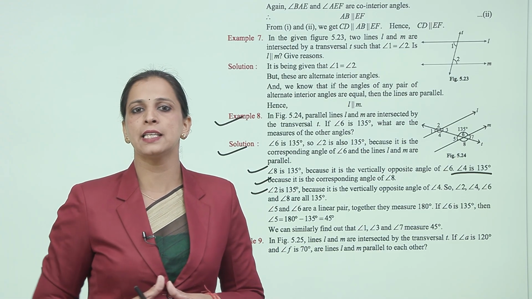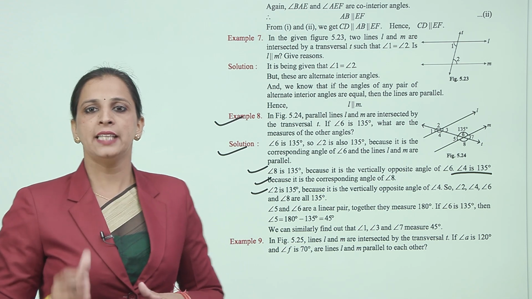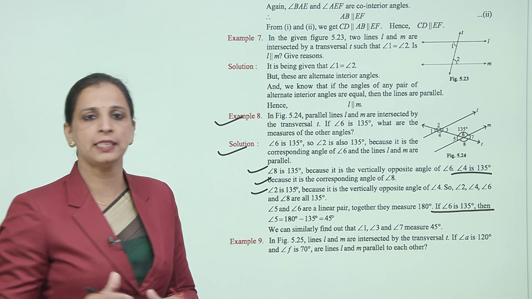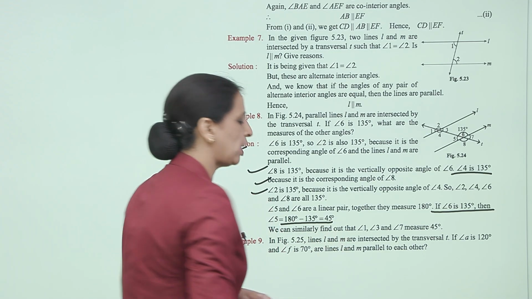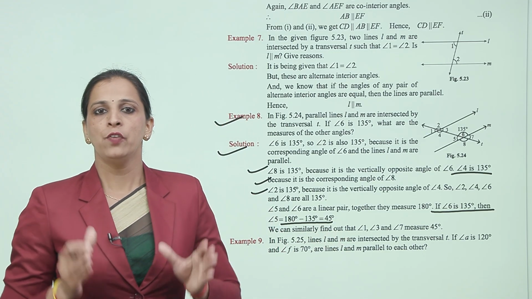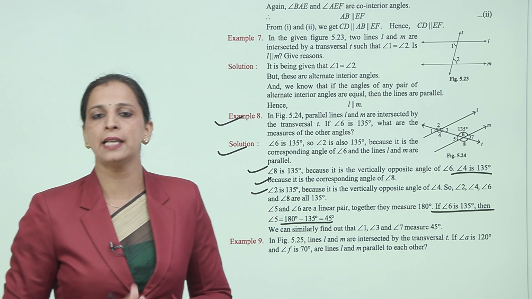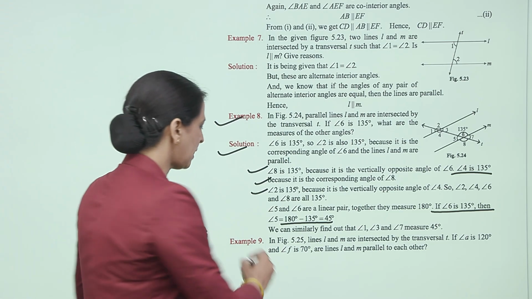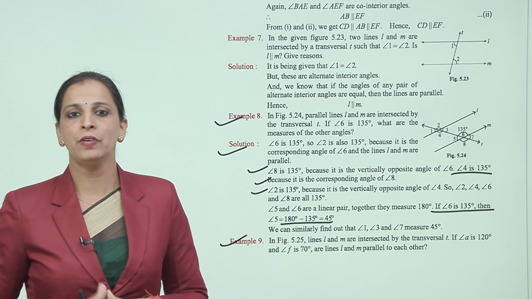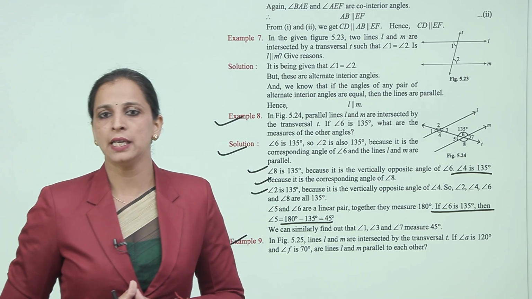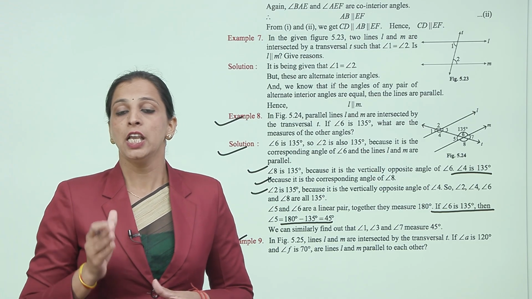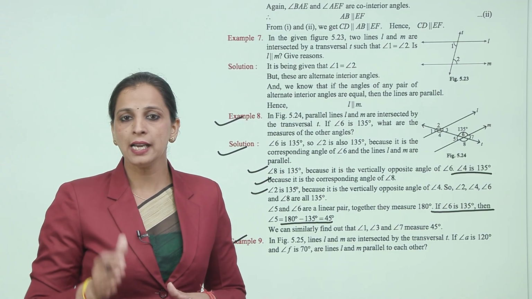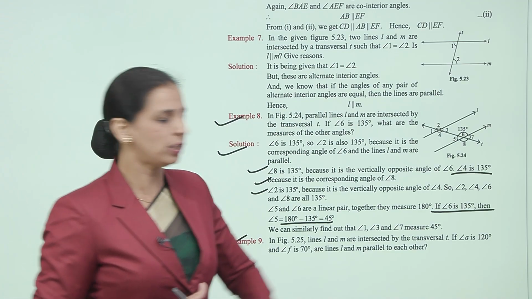Angle 5 and angle 6 are a linear pair together. They measure 180 degrees. If angle 6 is 135 degrees, then angle 5 is 180 minus 135, which equals 45 degrees. We can similarly find that angle 1, angle 3, angle 7 measure 45 degrees. Now example 9. In figure 5.25, lines L and M are intersected by the transversal T. If angle A is 120 degrees and angle F is 70 degrees, are lines L and M parallel to each other?